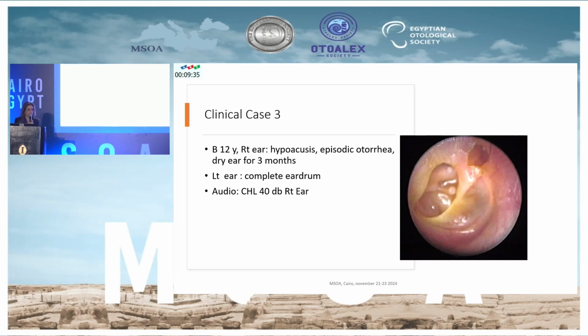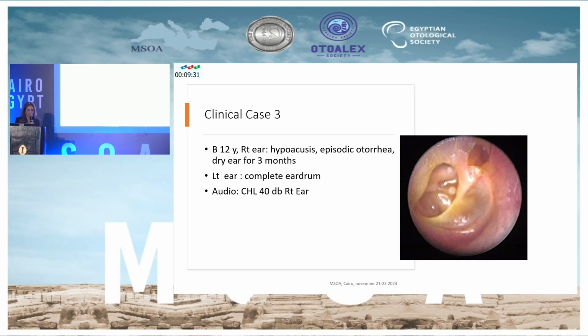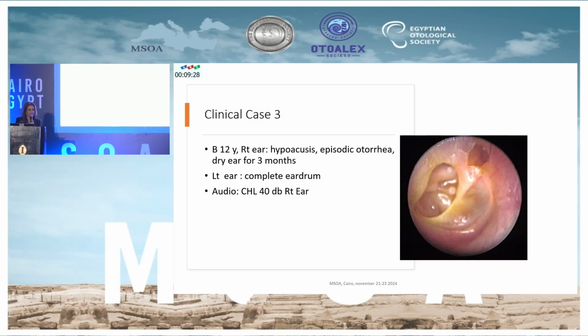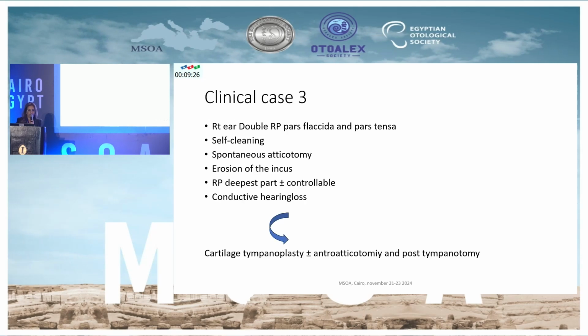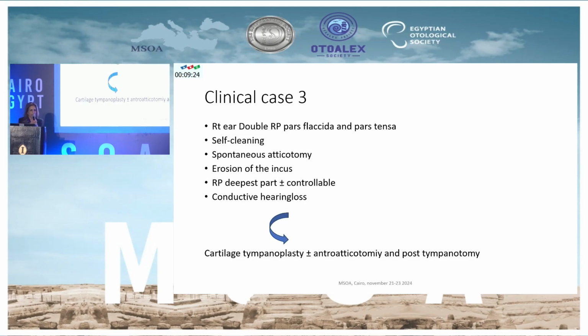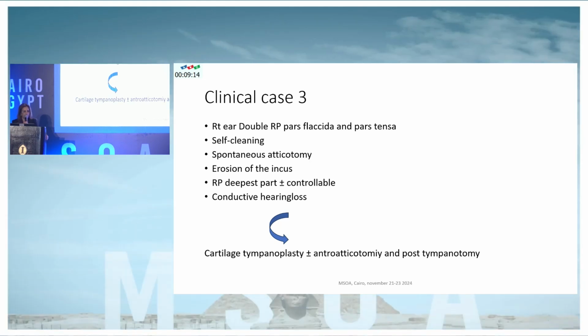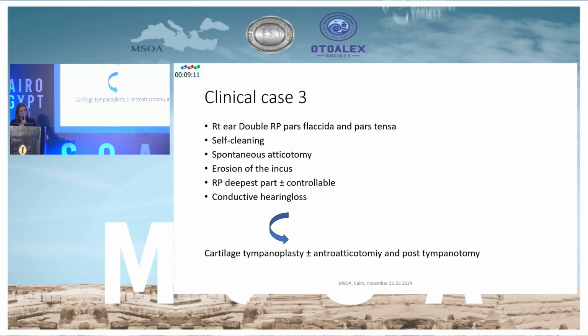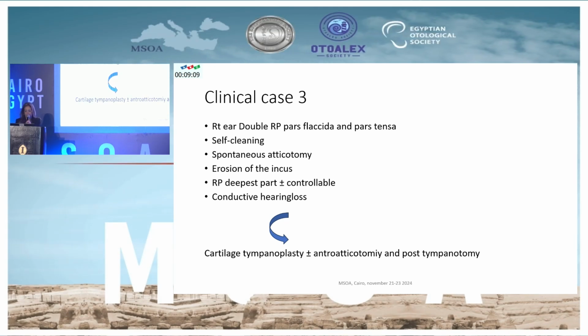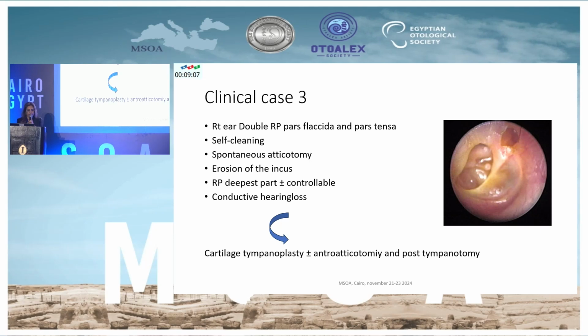We propose surgery, tympanoplasty for this ear, and careful dissection of the retraction pocket, ossiculoplasty with prosthesis or cartilage, and total reconstruction of the tympanic membrane and of the eroded bone. Case number 4.